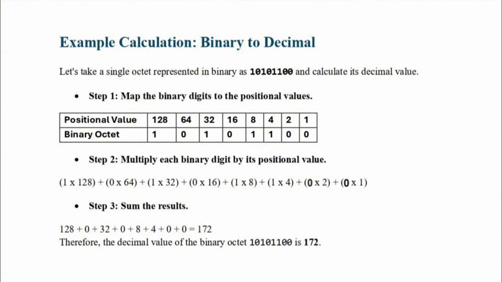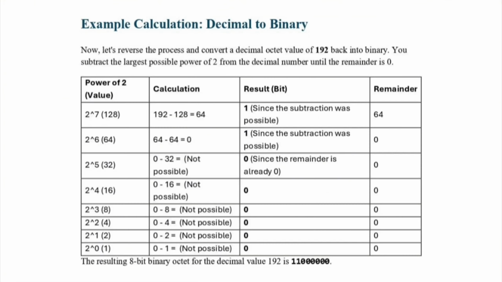The example octet we took was the binary octet 10101100. Step 2 is multiplying each binary digit by its position value. So it would be as simple as 1 into 128 plus 0 into 64, and so on until 0 into 1. Step 3 is summing all the results, adding all the calculations of step 2. The result is 172. So that was about binary octet to decimal.